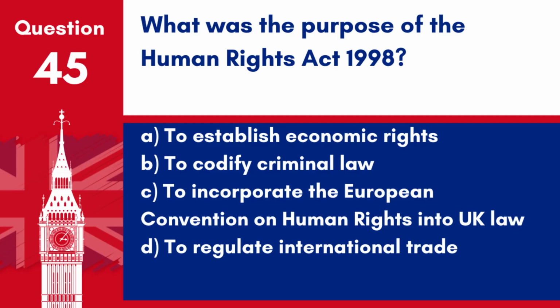Question 45. What was the purpose of the Human Rights Act 1998? A. To establish economic rights. B. To codify criminal law. C. To incorporate the European Convention on Human Rights into UK law. D. To regulate international trade. Answer: C. To incorporate the European Convention on Human Rights into UK law. The Human Rights Act 1998 was enacted to bring the European Convention on Human Rights into UK law, allowing citizens to take human rights cases to UK courts.